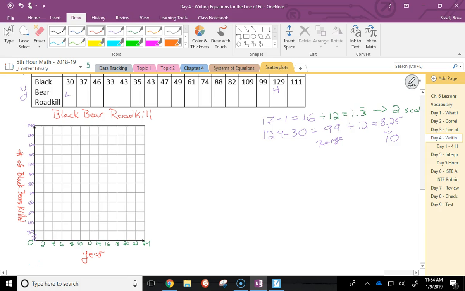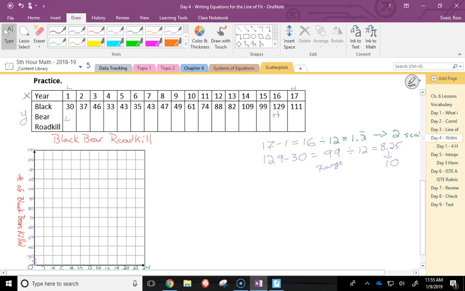So far, we've taken our data that we've collected, and we had to create an x-axis scale. We created a y-axis scale. Now we've done a title and label. What do we do next? Graph 1, 30, and 1. Good. I'm going to graph 1 and 30. What about the rest of them? We graph all of them.